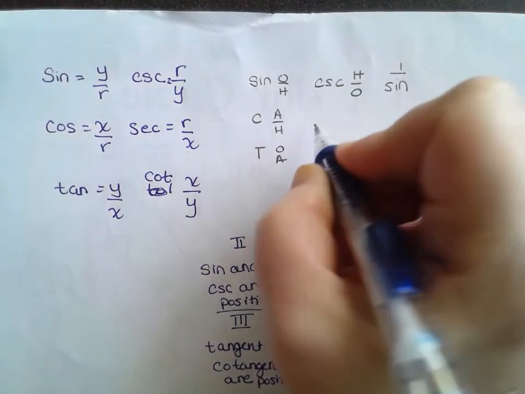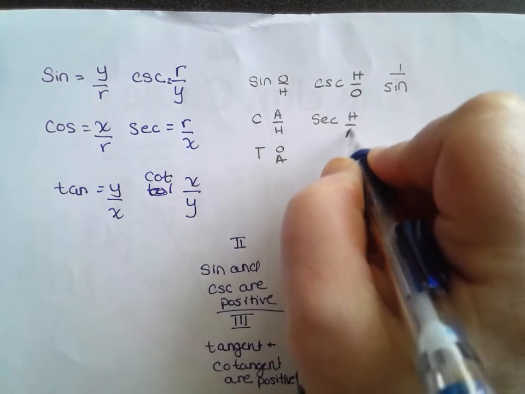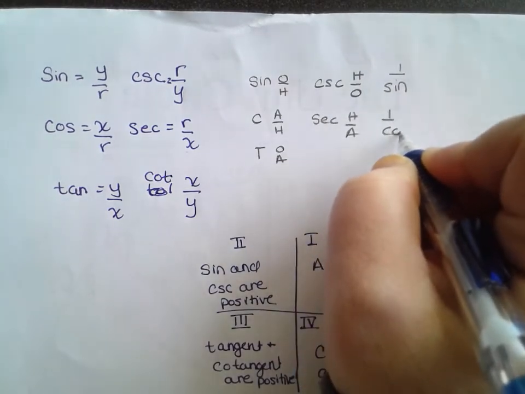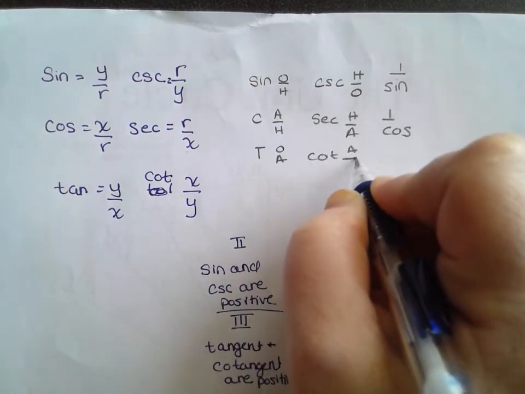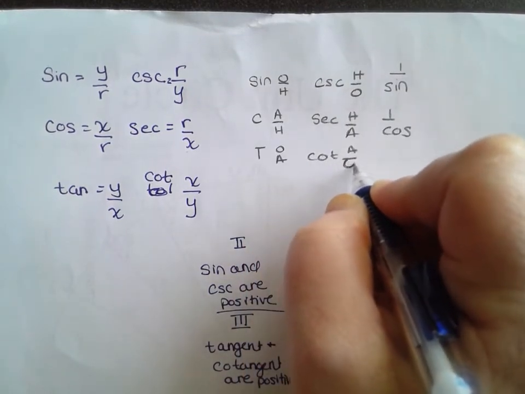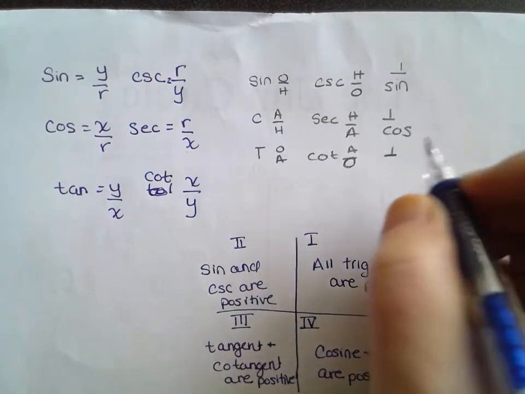So remember that sine is opposite over hypotenuse, cosine is adjacent over hypotenuse, and tangent is opposite over adjacent. And then cosecant is just the inverse of sine, also known as 1 over sine. Secant is the inverse of cosine, or just 1 over cosine. And cotangent is the inverse of tangent, or 1 over tangent.